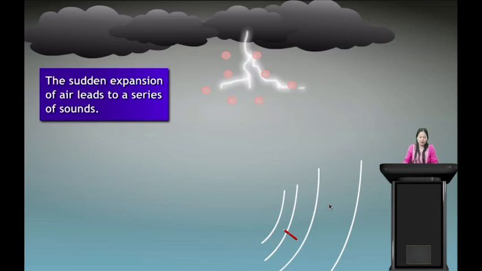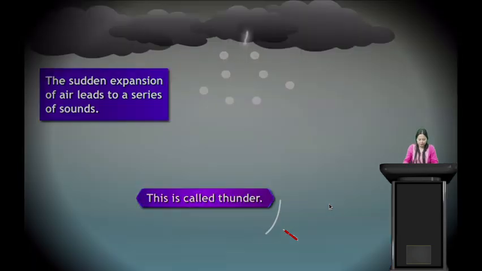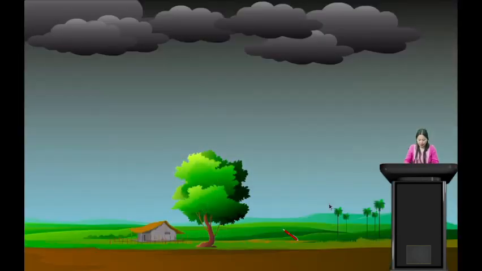So the sudden expansion of air leads to a series of sounds. This is called thunder. So we hear thunder because during lightning, which is due to electrical discharge, heat is produced, and because of this heat, the surrounding air expands spontaneously. So because of this expansion of gas, we hear the sound, and this sound is called thunder.